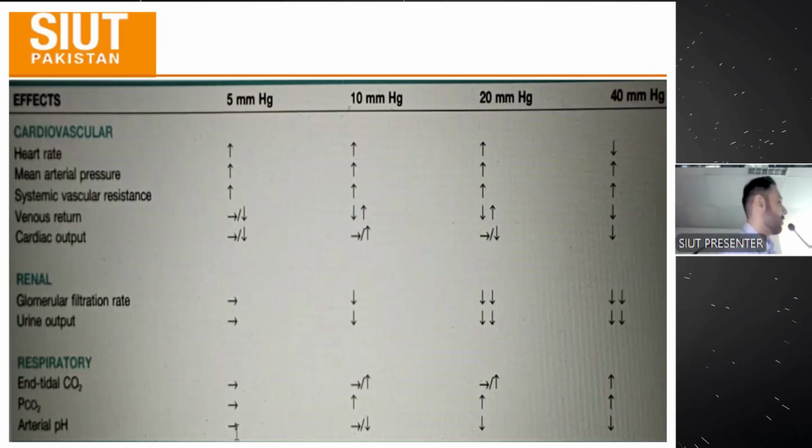The carbon dioxide within the system also increases. Hence, the arterial pH decreases, leading to metabolic acidosis. So these are the things that happen during a high intra-abdominal pressure. So this is the reason why you need to avoid such high pressures during the surgery.